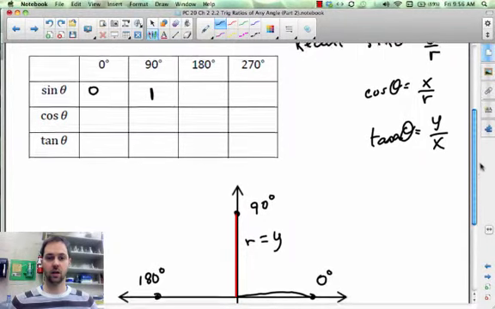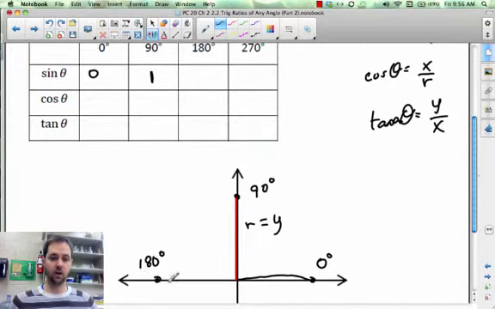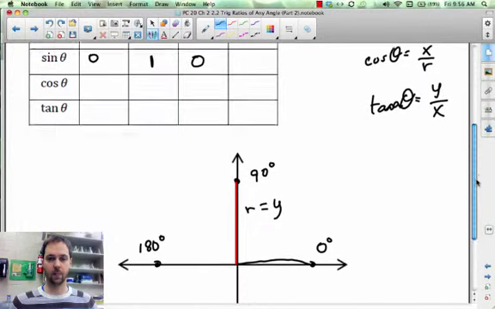Now let's look at 180 degrees. What is the vertical component of 180? And again, this is just on the horizontal axis, so it has no vertical component. Since there's no vertical, y is 0, and sine of 180 is also 0. You can verify all of these on your calculator as well.